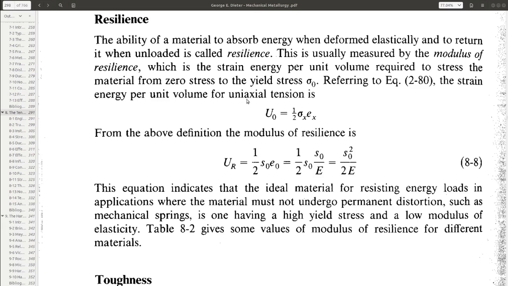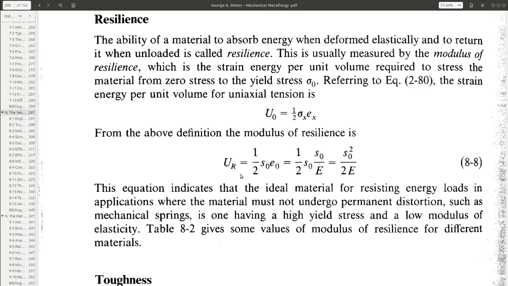The energy I have given to the system during that time is half S naught E naught. S naught is the engineering stress at the yield point, and E naught is the engineering strain at the yield point. So half of S naught and E naught is the measure of the energy spent per volume of the material in order to have a permanent deformation.